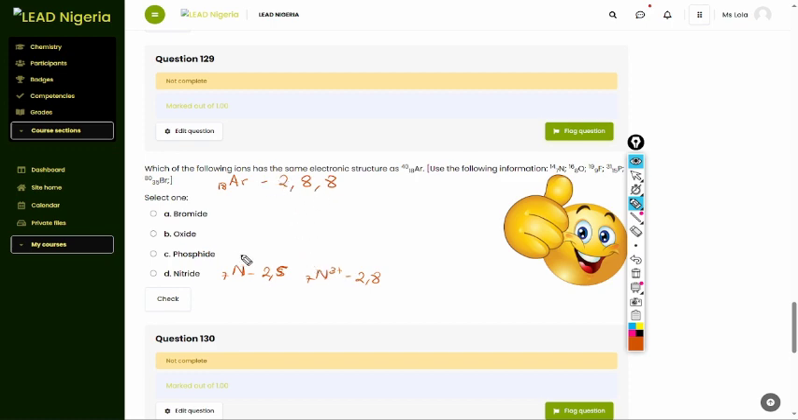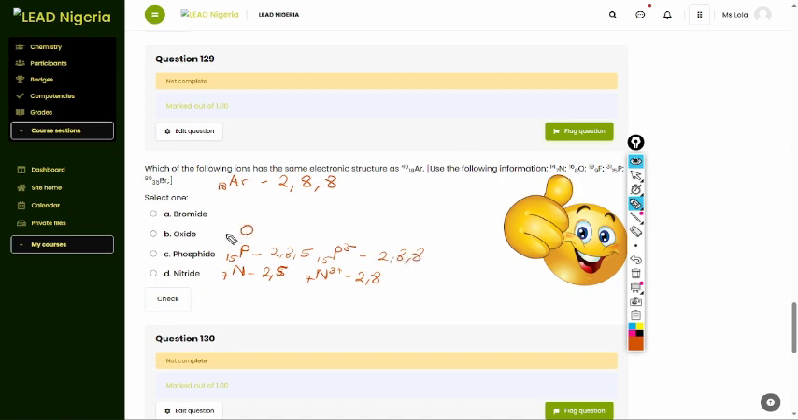Now for phosphide from phosphorus, phosphorus has an atomic number of 15. Okay, so 15 is 2,8,5. Now when phosphorus forms an ion, it gains 3 electrons, 3 minus, sorry. So the configuration becomes 2,8,8. I think we found our answer.